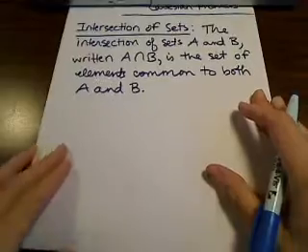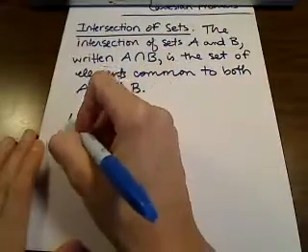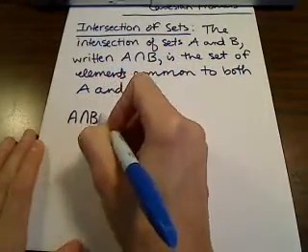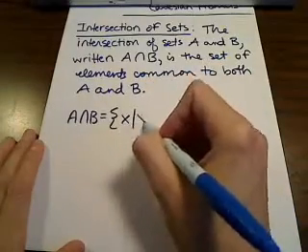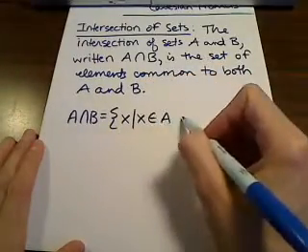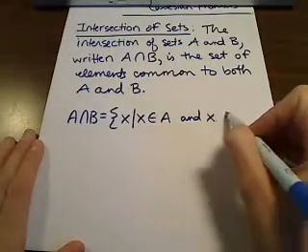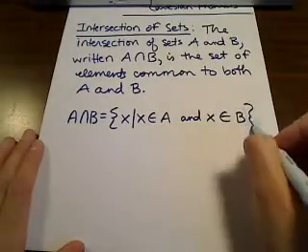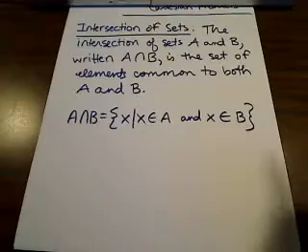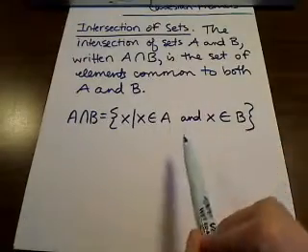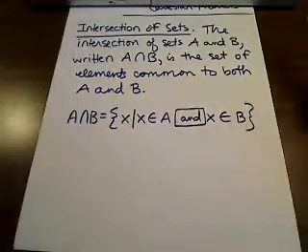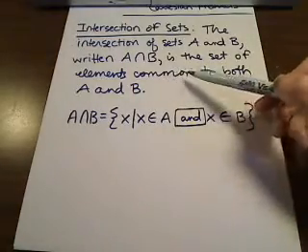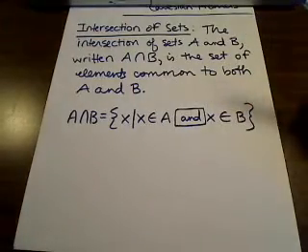So in set notation, it's going to look like this. A intersect B is the set of elements x such that x is an element of A and x is an element of B. Okay, so there's something really important about this here, and the important thing is the word and. The word and here tells us that we're talking about elements common to both A and B.